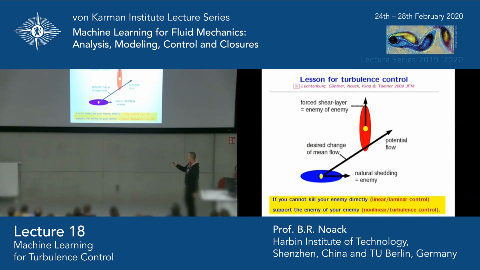We change the Reynolds stresses. So we go somewhere close to the base flow. And since we cannot control the von Karman vortex structures directly, we support the enemy of our enemy, and this is a strategy. So often you cannot kill the structures which you want to kill. I can give you many examples of this, but it's always easy to excite a structure, and then you have to excite the right structures, so the enemy of your enemy.